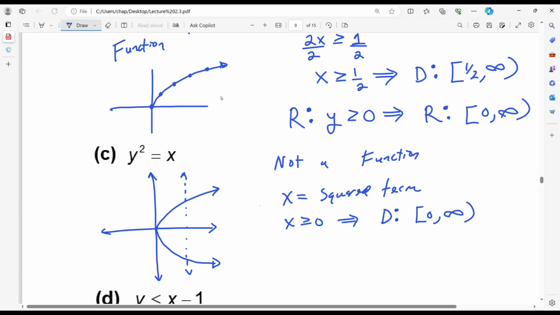For the range, y can be anything it wants, right? We can have whatever we want for y, and that would be an acceptable answer. And if you look at the graph, it also shows that as well. So we can go down forever and up forever for our sideways parabola. So our range would be from negative infinity to infinity.